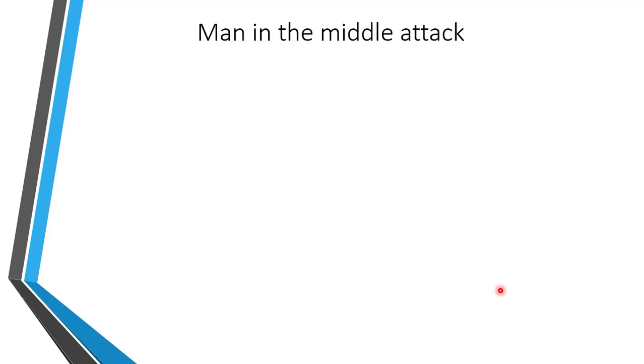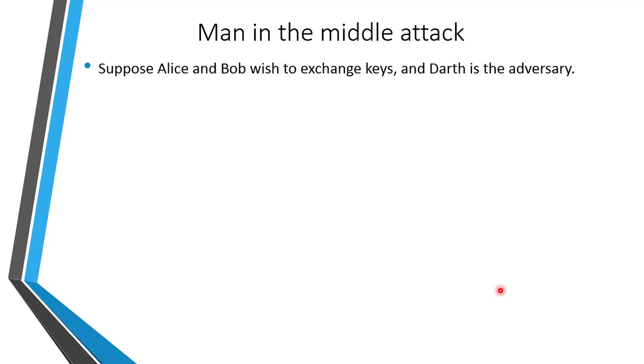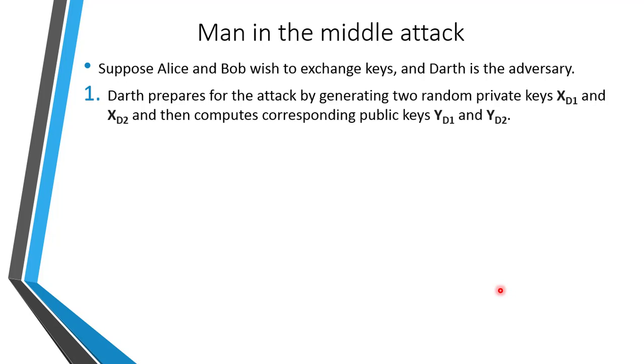Now we will see the man in the middle attack in the Diffie-Hellman key exchange algorithm. Suppose Alice and Bob wish to exchange the keys, and that is the adversary, the attacker. So the first step in the man in the middle attack is to prepare for the attack by generating two private random integers, that is xd1 and xd2, and then compute the corresponding public keys, that is yd1 and yd2. So the attacker has two pairs of keys: xd1 and xd2 are the private keys, and the public keys are yd1 and yd2.